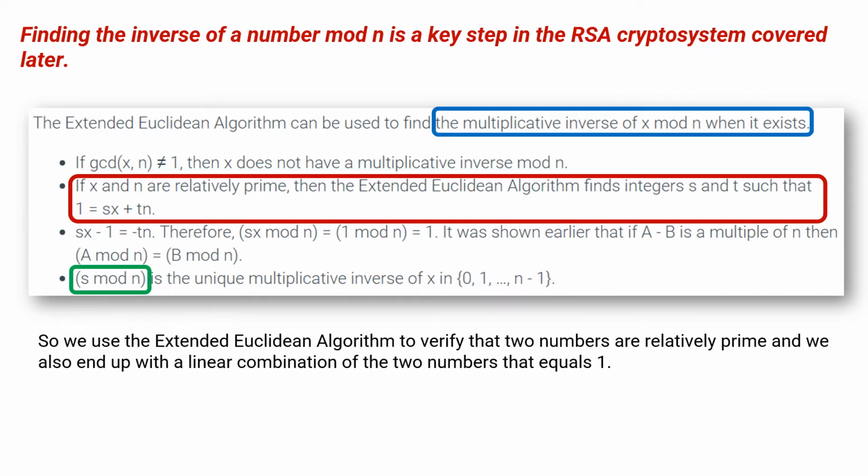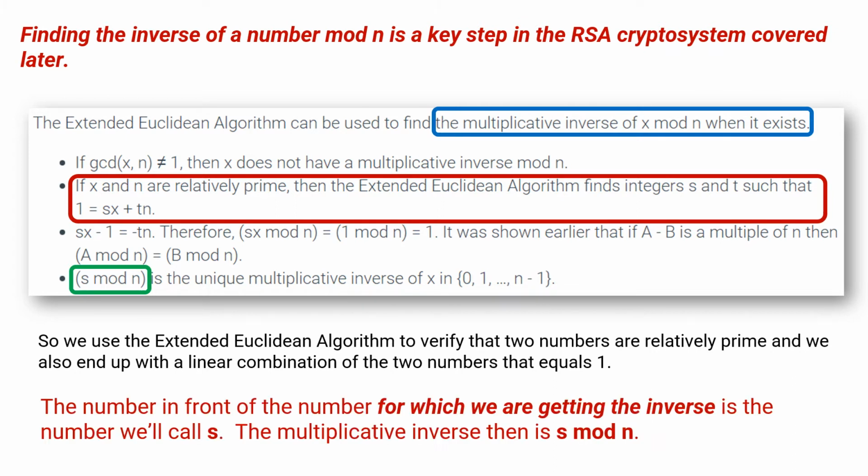And if that's not the case, we say there's no multiplicative inverse. But if they are, we will end up with a linear combination of those two numbers that equals the GCD, which is 1 in this case. Then the number in front of the number for which we're getting the inverse is going to be the number we're calling S. Because remember, we've got these two numbers, the X and the N.